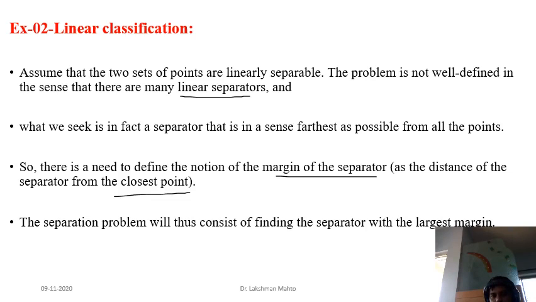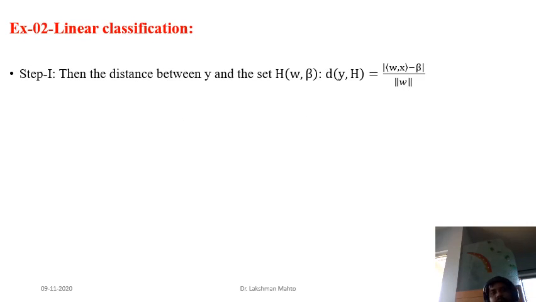So I will go step-wise in order to define all those concepts. The separation problem thus consists of finding the optimal separator, or simply the separator with the largest margin. In step one, we will define the distance of any given point with respect to this hyperplane H(W, beta). So distance is defined this way.